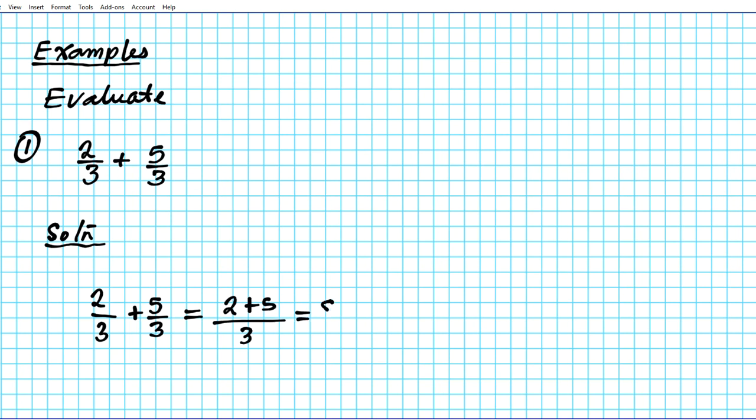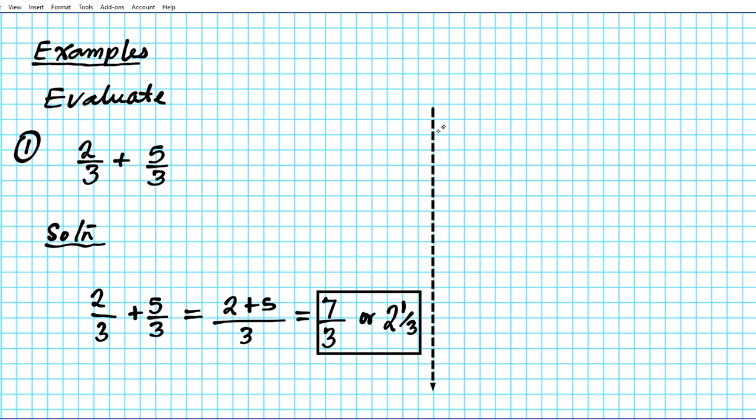2 plus 5 is 7. So we have 7 divided by 3. You can also express this as a mixed number. You just simply divide 7 by 3. 3 goes into 7 twice, remainder 1, so you can write it as 2 and 1/3. Alright, so these are the answers in two different forms for question number 1. Now let's try another example. Let's try question 2.